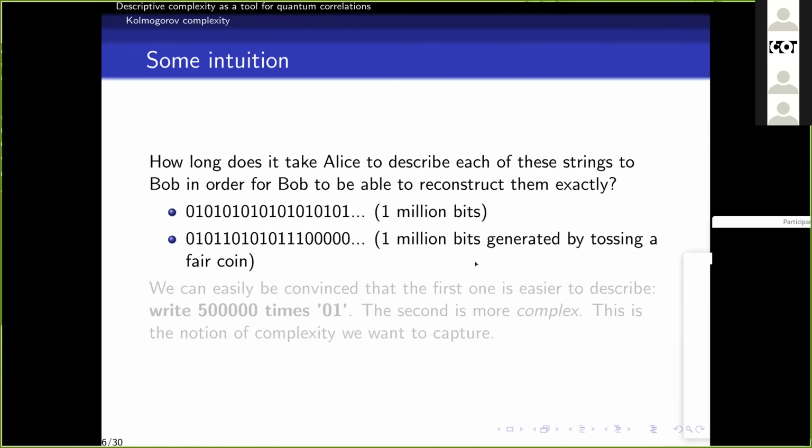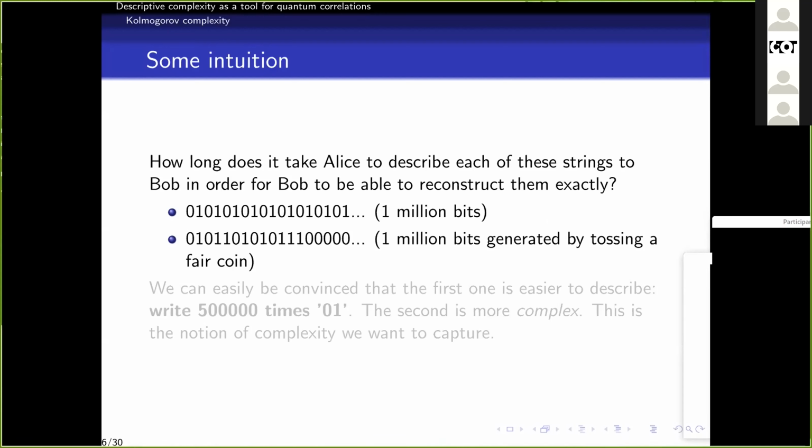So the intuition behind this complexity is the following. How long does it take Alice to describe each of these strings to Bob in order for Bob to be able to reconstruct them exactly? Imagine Alice has this string 0, 1, 0, 1, 0, 1, 1 million bits of this, or Alice has this other string, which is 0, 1, 0, 1, 1, 0, whatever. Where, again, 1 million bits generated by tossing a fair coin. If she has to describe these strings to Bob, which will be simpler to describe?